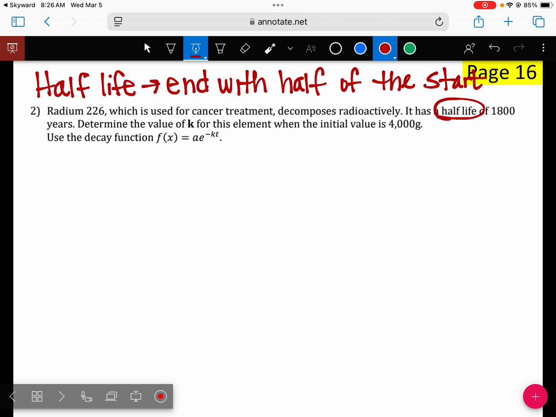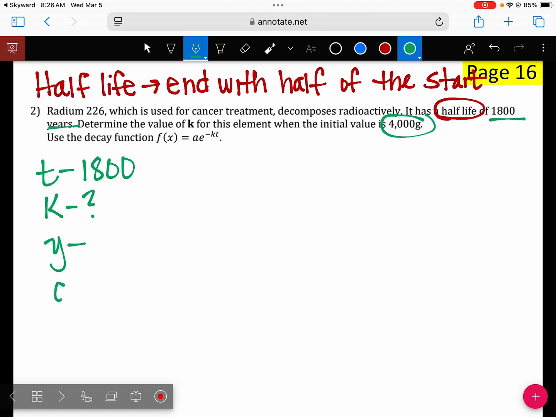Okay, so that's what that means. So if it says half-life, it says you end with half of your start. So it says it takes 1800 years. That would be your t-value. We don't know k. That's what we're trying to find. So that's my question mark. And then it tells us that our initial value is 4,000. So is that my start or my end? What does initial mean? Does initial mean your starting amount or your ending amount? The starting amount. So that would be A.